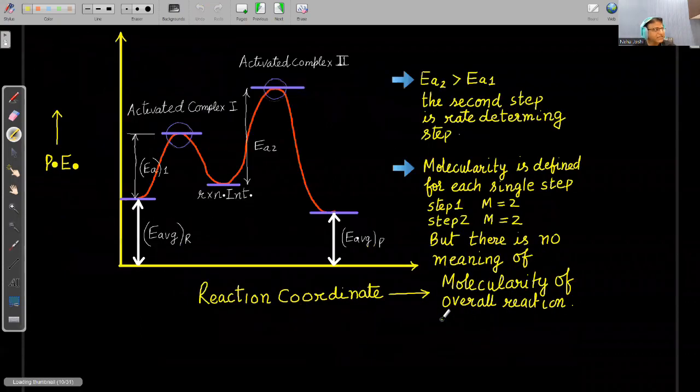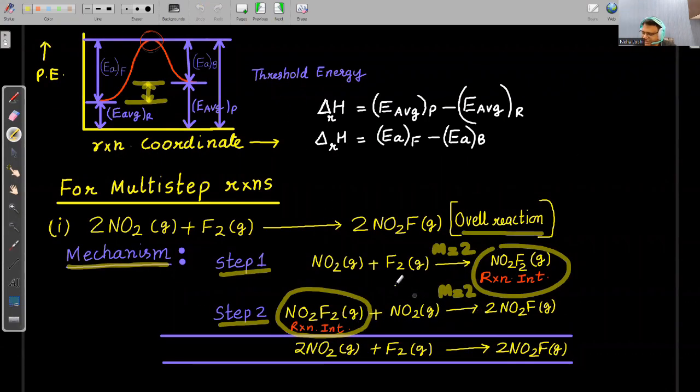So for a multi-step reaction, when we define molecularity, in the mechanism the molecularity of each single step is defined. Each single step has a molecularity, but there is no meaning of molecularity of the overall reaction. What does this mean? In the reaction, it never happened that 2 molecules of NO2 and 1 molecule of F2 collide together, so molecularity of the overall reaction has no meaning. But molecularity is 2 for this step and 2 for this step. These are single steps, and in a single step molecularity means the sum of coefficients of reactants, right? So 1 plus 1 is 2, 1 plus 1 is 2.